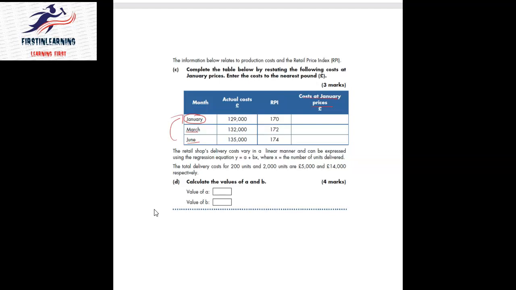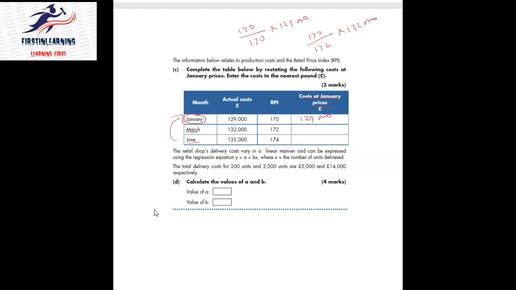The way we calculate that, we said RPI is the base period, so that is 170 RPI on the top. And obviously it's for January, so on the bottom it will be 170 as well, times 129, and that will give you the same price, 129,000. The next one we have is March, so we do 170 divided by 172 times 132,000. That will bring us the cost for March.